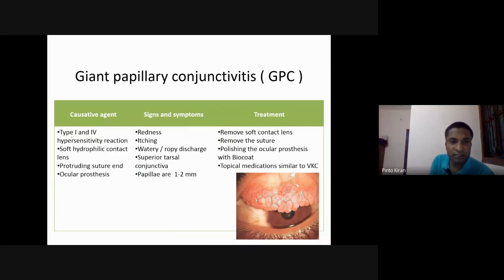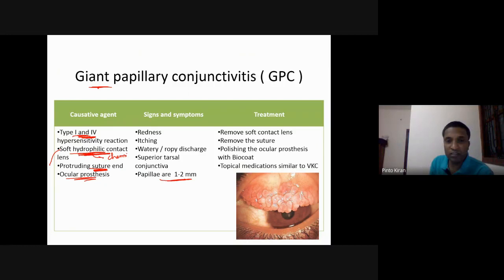Giant papillary conjunctivitis is a little bit different from the other forms of conjunctivitis. It's a type 1 and a type 4, and it's purely because of soft contact lens use. They will ask a question: a patient using a contact lens, what is the type of conjunctivitis? You will see VKC, GPC. The option is GPC, you have to remember. And any sutures, any foreign material inside the conjunctival sac will produce giant papillary conjunctivitis. A soft contact lens which has chemicals that induce a hypersensitivity reaction, or any ocular prosthesis, will produce giant papillary conjunctivitis.